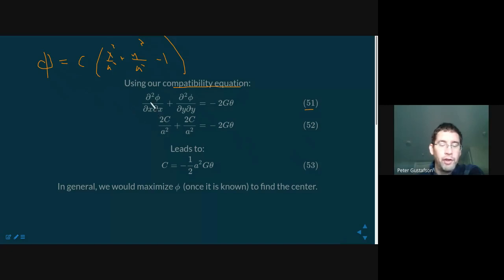So the second partial derivative of phi with respect to x squared is equal to 2c over a squared. Same story for the derivative with respect to y. We get c times 2y over a squared for the first derivative, and 2c over a squared for the second. So now we have that 2c over a squared plus 2c over a squared is equal to minus 2G theta. From that, we can solve for the unknown constant, c. When we plug this into that equation, we know that this equation is satisfied.